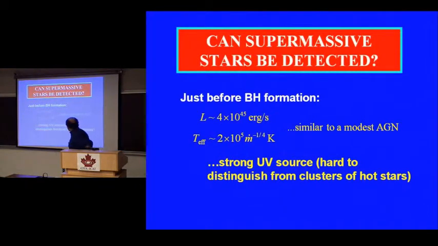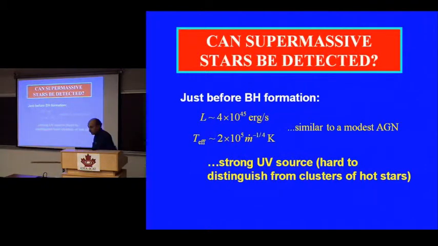Okay, I want to conclude by just briefly talking about two aspects of this model. First is whether these supermassive stars and their products can be detected. Just before the black hole forms, when you have this partially convective supermassive star, you have something that's actually pretty hot. It's going to be a good ultraviolet source, radiating about as much as a Seyfert galaxy. So it might have an interesting effect on ionization, reionization.